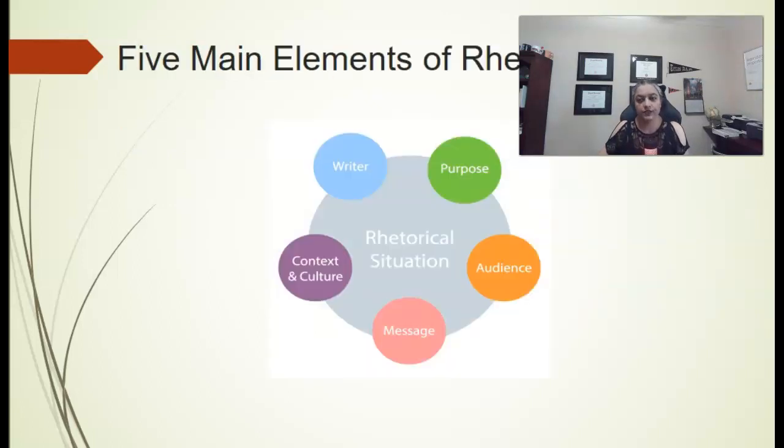To understand the rhetorical situation, you ask yourself this question: who is talking to whom, about what, how, and why? The five main elements of rhetorical situation are purpose, writer, audience, message, and context.